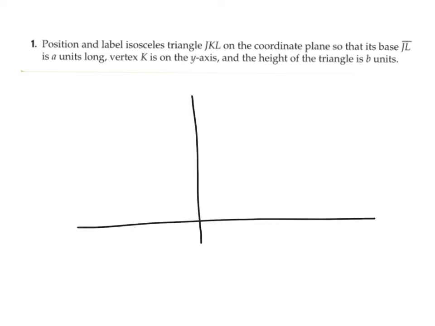Okay, so we want to position and label the isosceles triangle JKL on the coordinate plane so its base, JL, is A units long. The vertex, K, is on the y-axis, so this is going to be our K. And the height of the triangle is B units long. So the height goes from the top to the base. All right, so that would be at 0 for our x coordinate and B for our y.